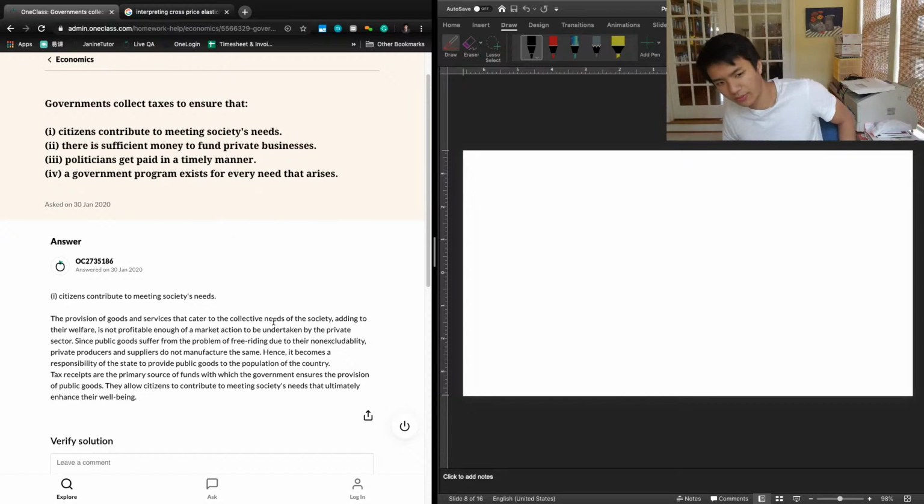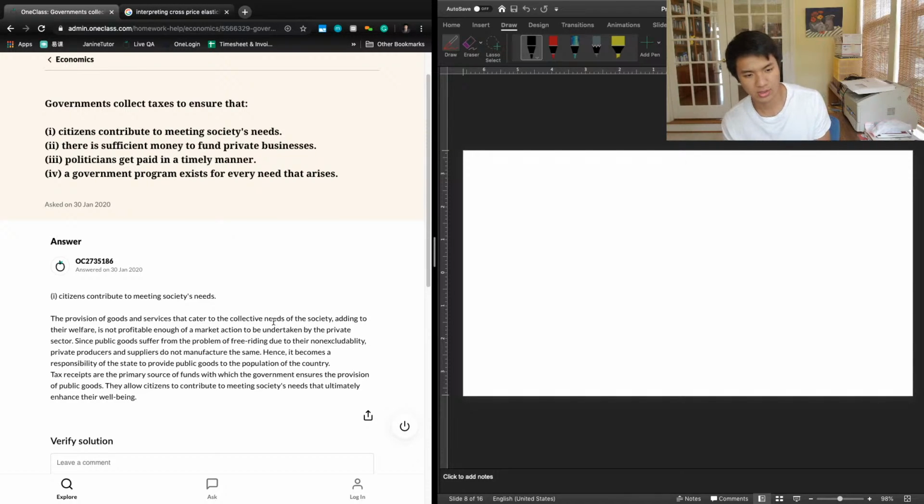Since public goods suffer from the problem of free riding due to their non-excludability, private producers and suppliers do not manufacture the same, hence it becomes the responsibility of the state to provide public goods to the population of the country. Tax receipts are the primary source of funds with which the government ensures the provision of public goods. They allow citizens to contribute to meeting society's needs that ultimately enhances their well-being.